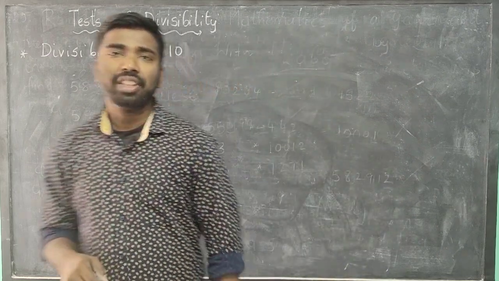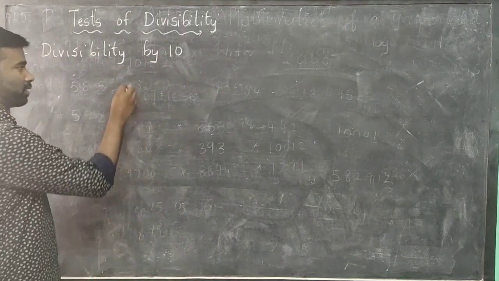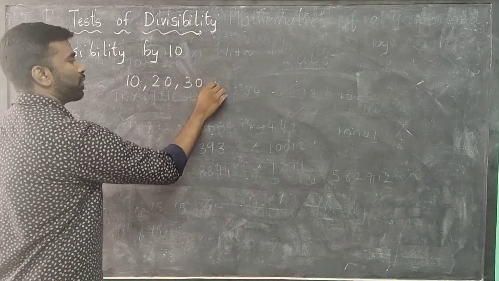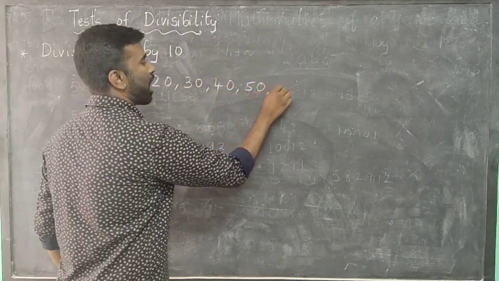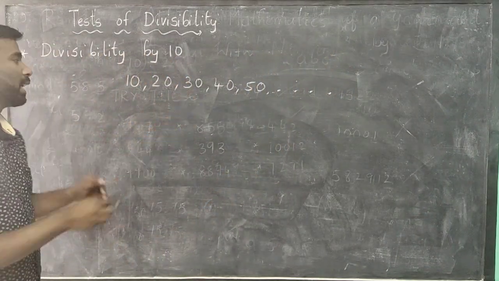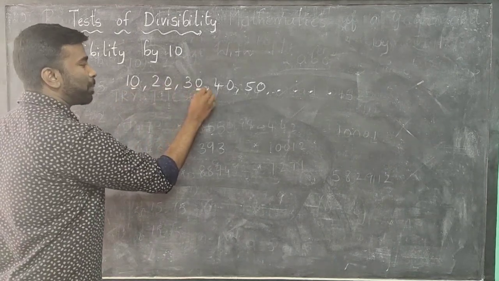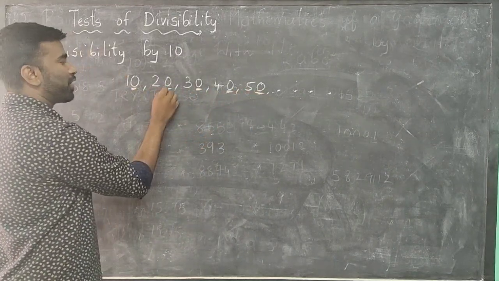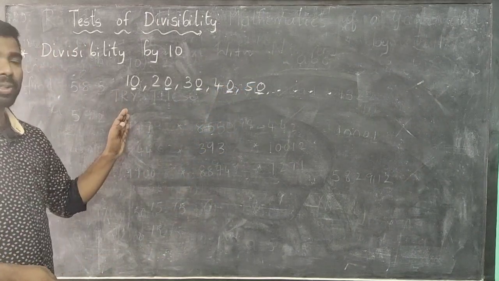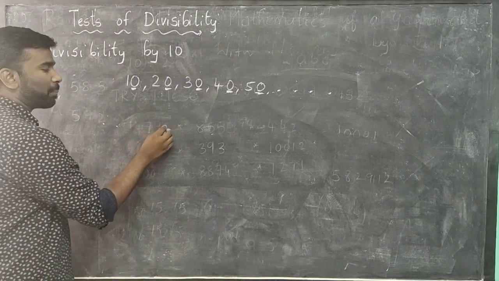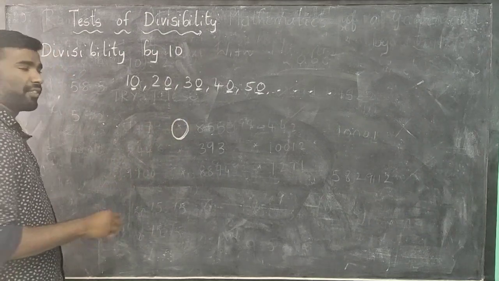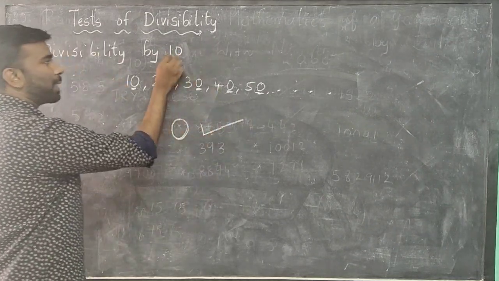Now we'll write the multiples of 10, that is 10 table: 10, 20, 30, 40, 50 and 60, and the list will go on. If we see all these numbers, in the unit digit we have the number 0. If you observe, in all these numbers we have the unit digit as 0. That means any number which is ending with 0, we can say that number is divisible by 10.